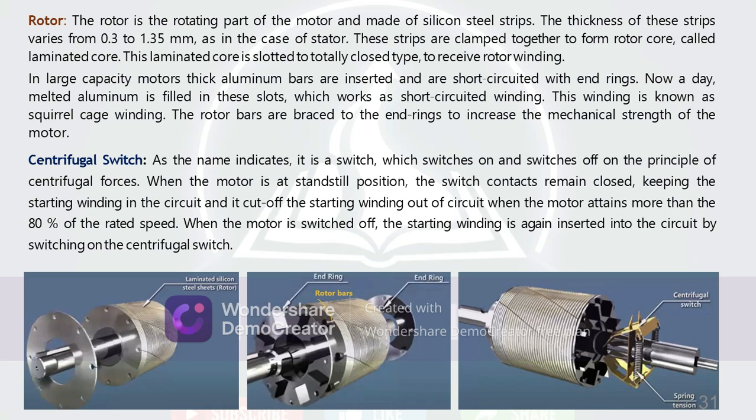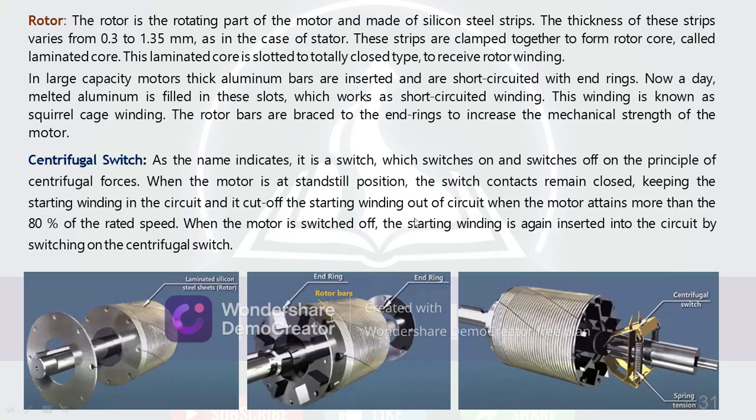Okay. Now the centrifugal switch, as the name indicates, is a switch which works on the principle of centrifugal force, set by the rotating rotor. When the motor is in the standstill position, the switch contacts remain closed, keeping the starting winding in the circuit.